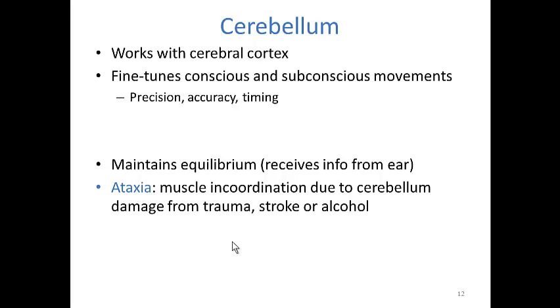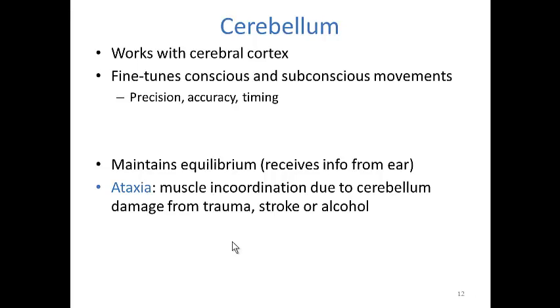Something else that the cerebellum does is that it helps to maintain our balance, our equilibrium. So that also kind of goes along with fine-tuning muscle movements. How are you going to walk if you have no sense of balance? So the cerebellum works with our balance sense, which is located in our ear, and helps us to maintain that.